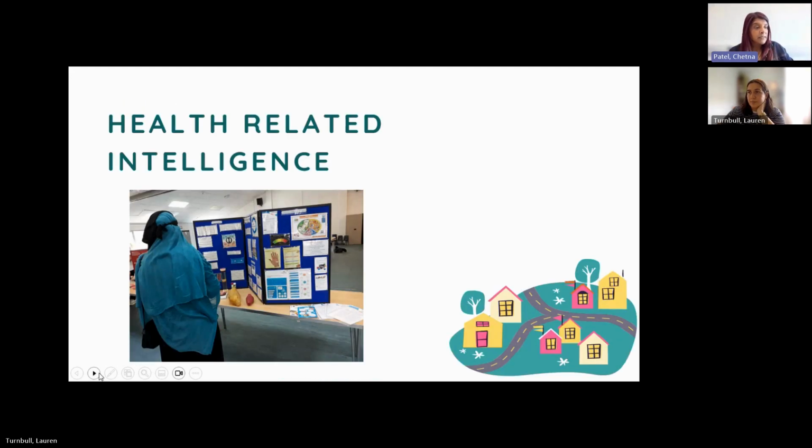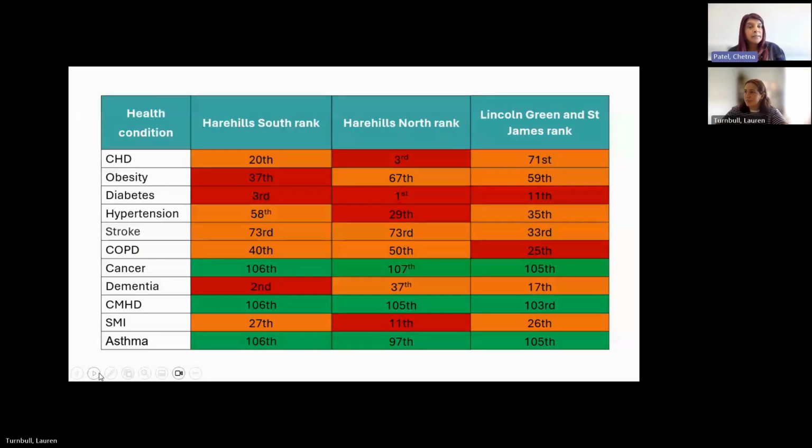So health-related intelligence, so this is the health conditions again that we've already talked about. So you can see here the rankings for Hare Hill South, North, Lincoln Green and St James. And you can see for CHD, we've got the third highest ranking for Hare Hills North. And for diabetes, it's the first ranking. And some of those areas are not significantly different.